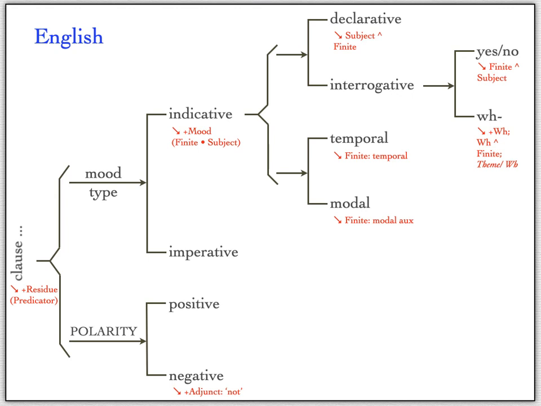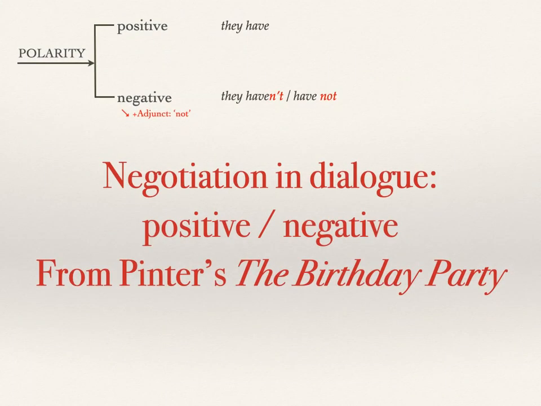And let me illustrate this from a bit of dramatic dialogue where the interactants negotiate the polarity, positive or negative. A constructed example would simply be: they have, positive; they haven't, or they have not, negative. Again, as you can see, it's the negative that requires a special realization or expression. Positive doesn't. So structurally, the negative is marked, the positive is unmarked.